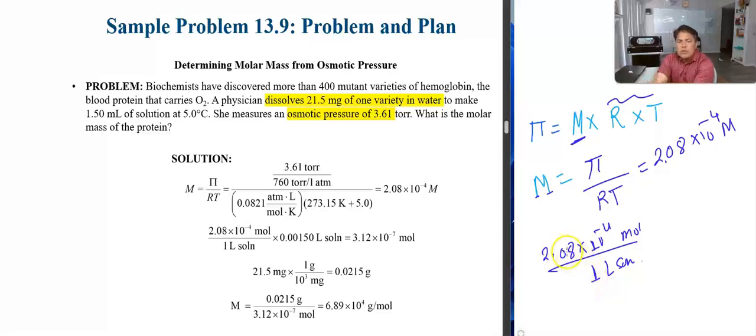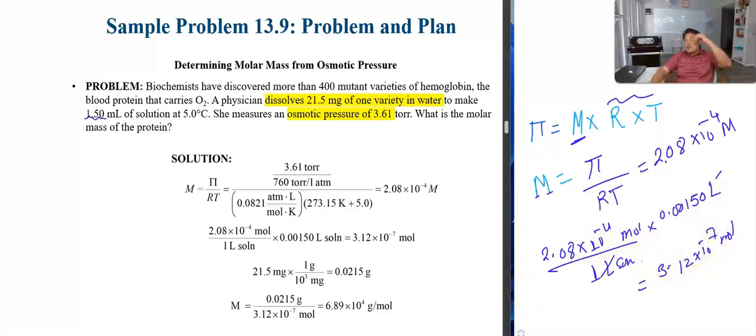See, this much ml. Convert that ml into liter, and that is 0.0015 liter, right? Times 0.0015 liter, and the liter cancels. You see that the liter cancels, right? And if you calculate, that is equal to 3.12 times 10 to the power minus 7 mole.